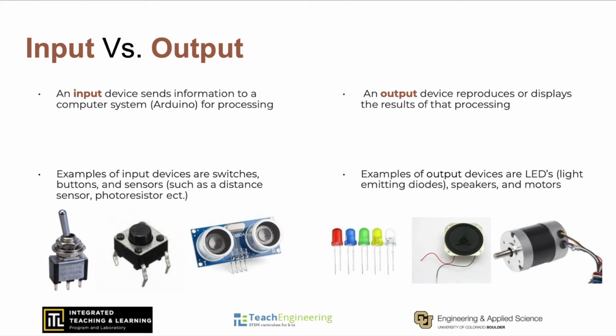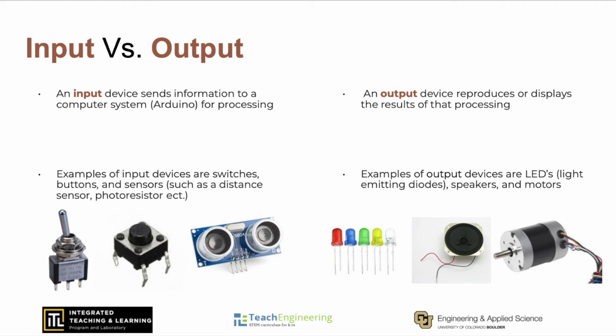An input device sends information to a computer system for processing. This means that it gives the computer data. Examples include switches, buttons, distance sensors, photoresistors, etc. An output device displays the results of that processing. This means that the device receives instructions from the Arduino. Examples include LEDs, speakers, motors, etc.